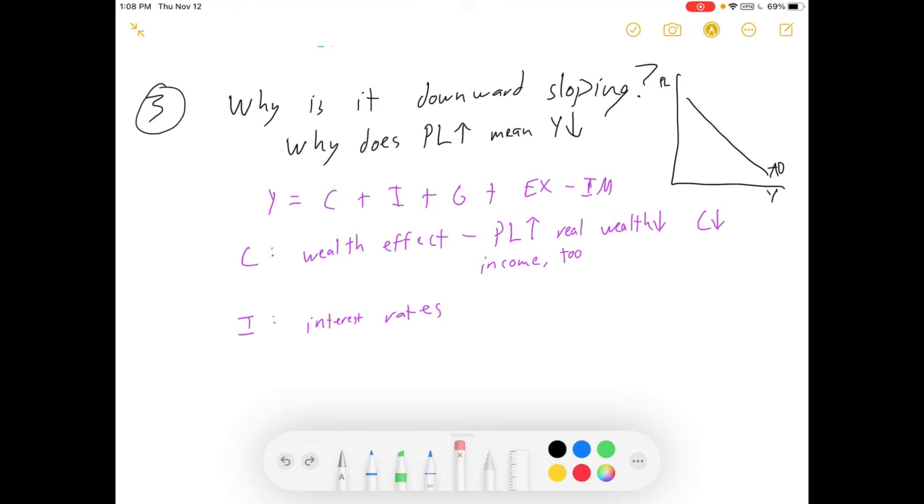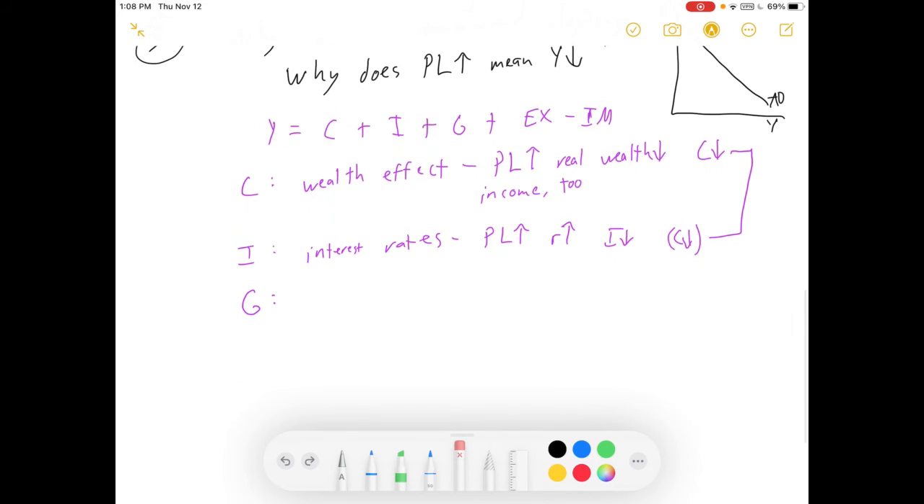What about investment? Interest rates. If the price level goes up, interest rates go up with it, which means investment goes down. There you go, there's that one. I should also point out that if interest rates go up, probably C goes down too, like buying cars and whatnot, bigger purchases. So I could lump that one in here too. There's an interest rate effect for consumption as well.